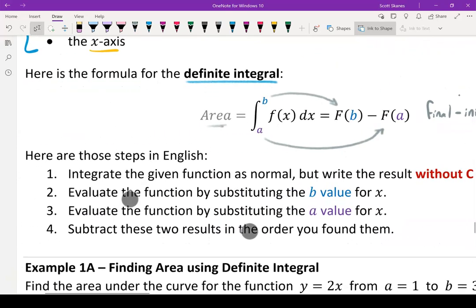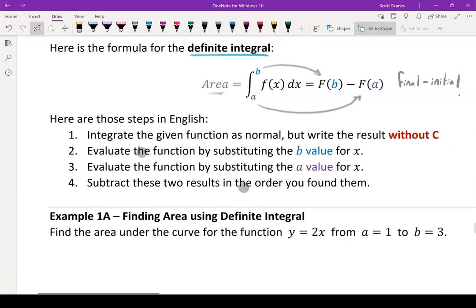So back to the notes. Here are those steps in English. What we're going to do when we get the definite integral follows these. These are the steps. First, we integrate the given function as normal, but write the result without c. So we're not going to have c. Evaluate the function by substituting the b value for x. So whatever this top value is, we'll put it into our function.